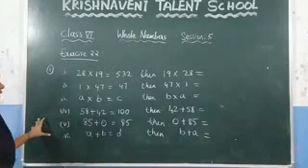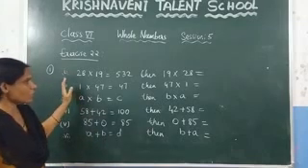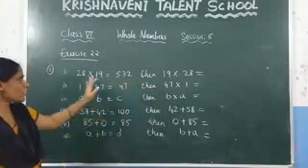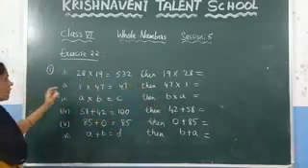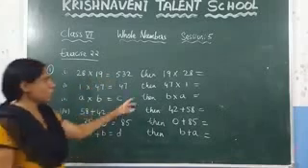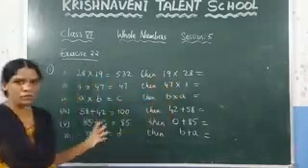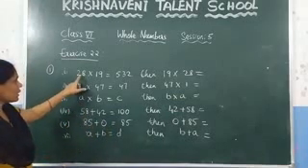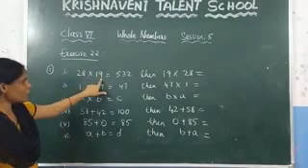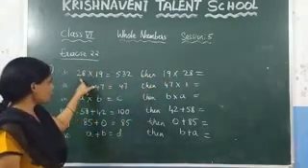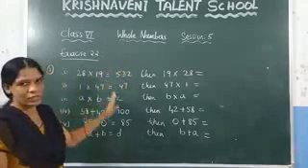Now see the first question. Here the question says, without doing these calculations you have to say the answers by using the properties. Here they have given 28 into 19 is equal to 532. Then they are asking 19 into 28 is equal to how much. Here you can observe that they changed the order. In place of 19 they have written 28, and in place of 28 they have written 19.